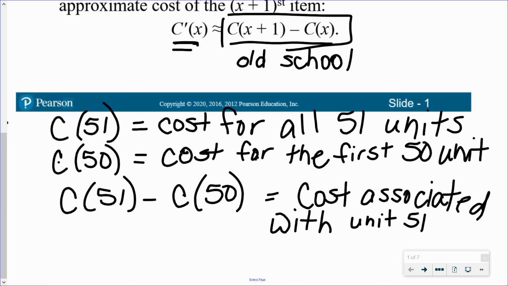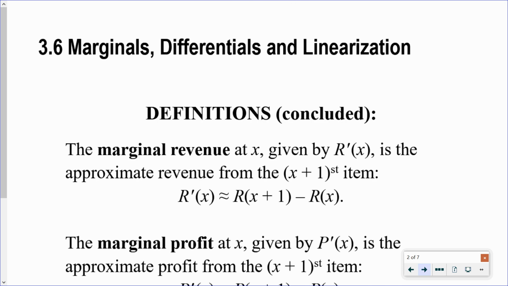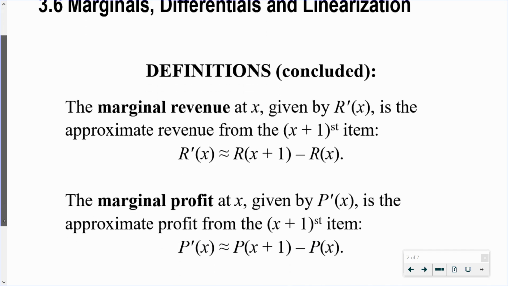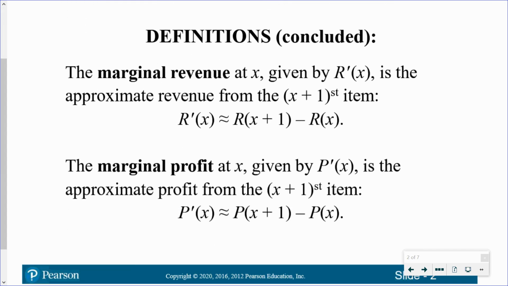We should be able to approximate that same amount by doing the derivative of the cost function. Okay, so on the next page, you'll see the same things are going to hold true for marginal revenue and marginal profit. Again, marginal revenue will be the derivative of the revenue function. Marginal profit is going to be the derivative of the profit function.